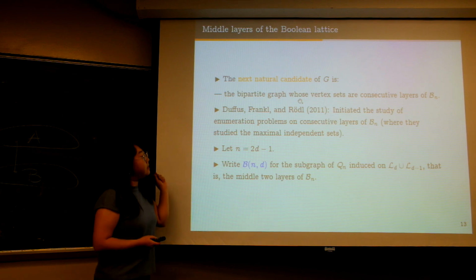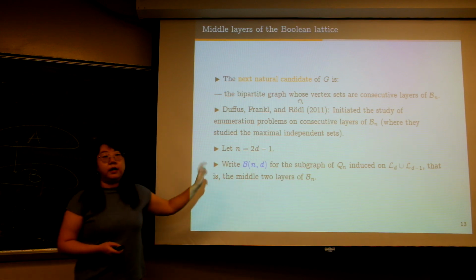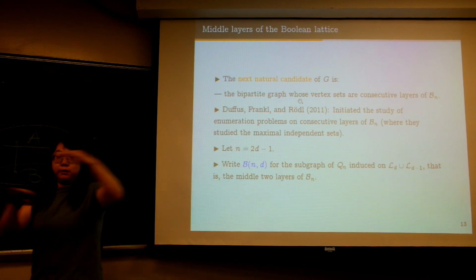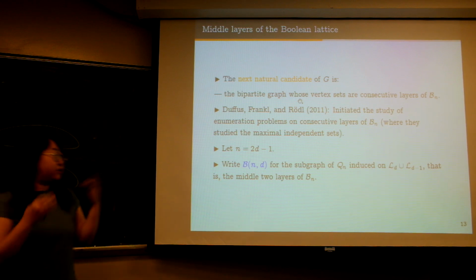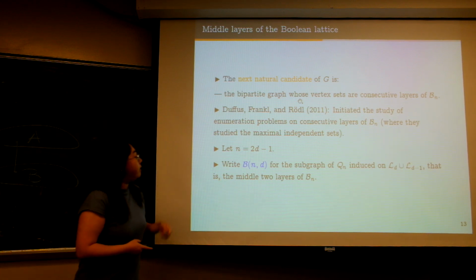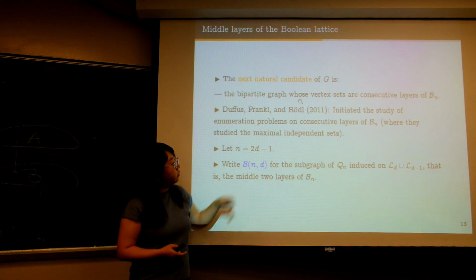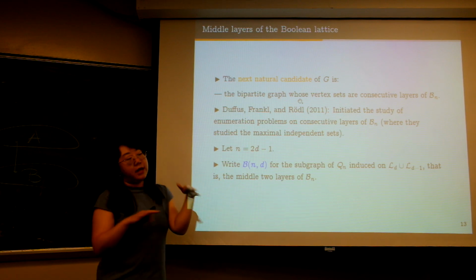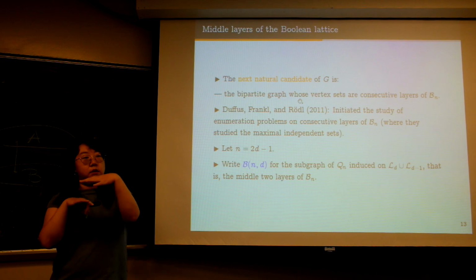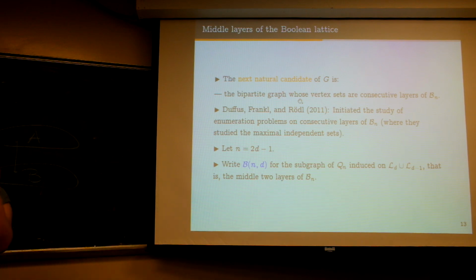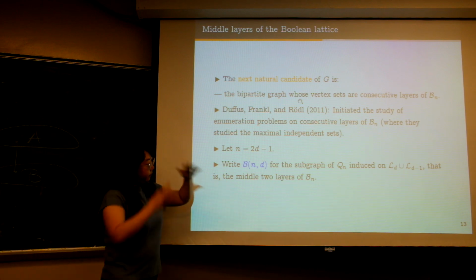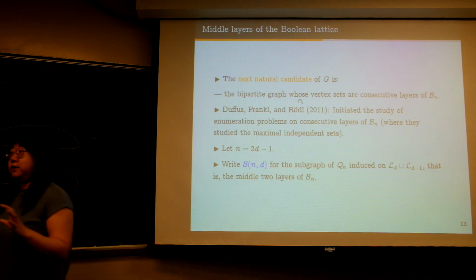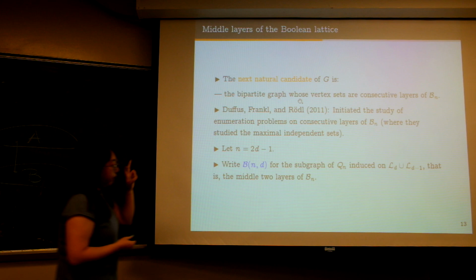For convenience, we let n be an odd number, n equal to 2d minus 1. The only reason for that is that if you take the middle two layers, they will have exactly the same size, which is easy to deal with. We write B_d for the subgraph of the hypercube induced by L_d and L_{d-1}. That is the middle two layers of the Boolean lattice, which are actually the two largest layers. Because of the nature of the hypercube, these two largest layers occupy most of the vertices, so they have a representative behavior.